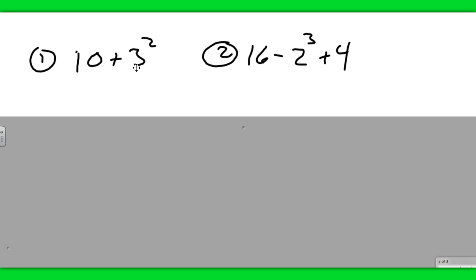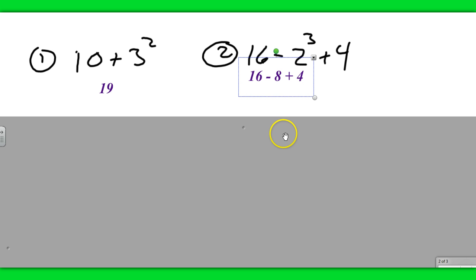simplified the exponent first. 3 squared is 9, and 10 plus 9 is 19. Okay, now we have multiple things going on here. So P, there are no grouping symbols. E, oh, I see an exponent. So we would want to take care of that first, simplify it. What is 2 to the third? 2 times 2 times 2. Well, that's 8, right? So we would end up with 16 minus 8 and plus 4.